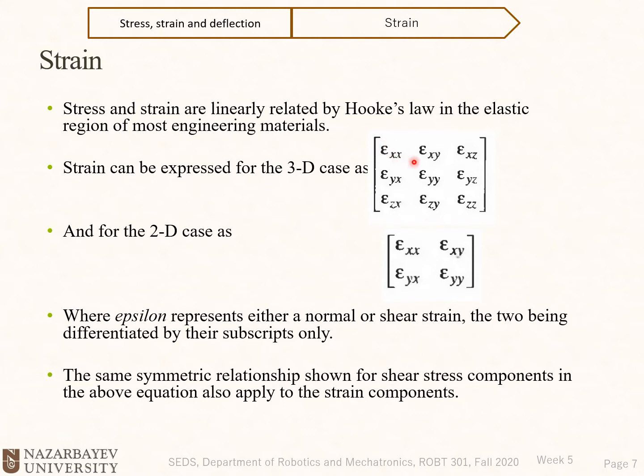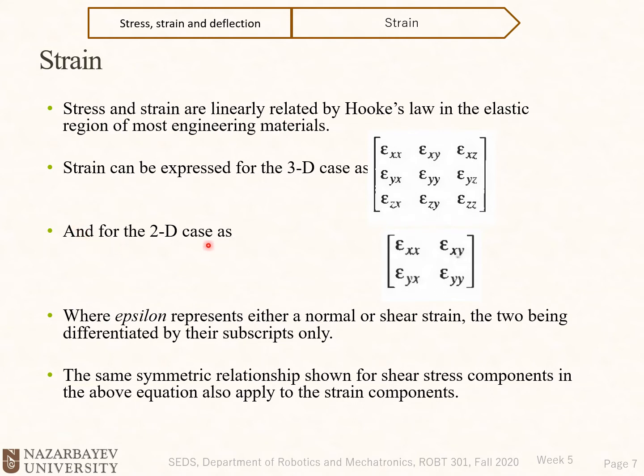Epsilon xx, epsilon yy, and epsilon zz are normal strains, and epsilon xy, epsilon xz, epsilon yx, epsilon yz, epsilon zx, and epsilon zy are basically shear strains. And this matrix is symmetric.